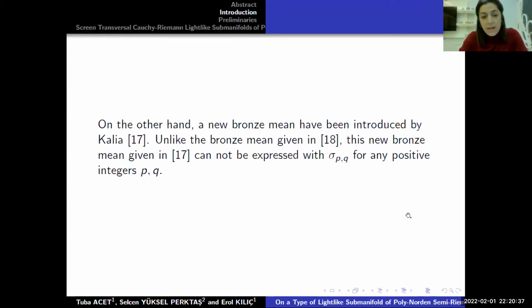In a different meaning, a new bronze mean was introduced by Kalia. It is known that the metallic means family includes bronze mean, silver mean, golden mean, and so on. But the bronze mean given by Kalia cannot be expressed with sigma p,q for any positive integers. So it is a different ratio, and one cannot reach this mean by using the metallic means family.